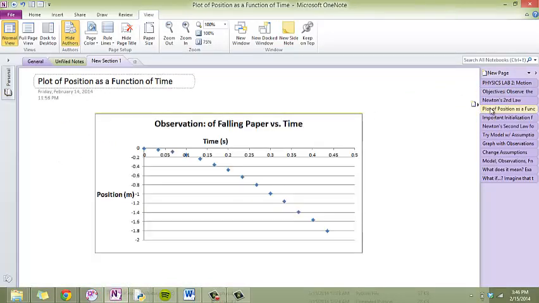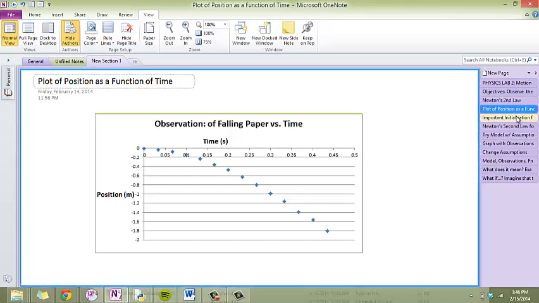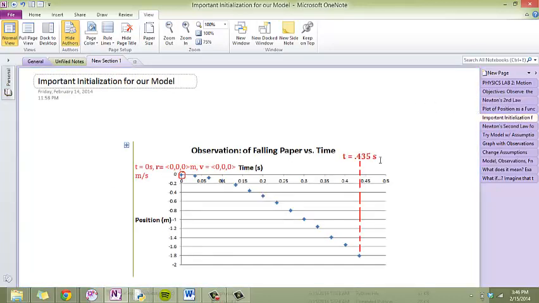We are able to see the position of the object in the y direction as a function of time, shown by the blue boxes in the plot made. It is important to note that the time duration of our video is 0.435 seconds. At the beginning of the video, our ball is located at the position 0, 0, 0, and it has a 0 velocity.